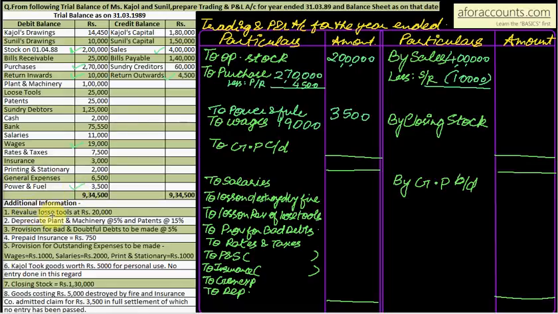Now revalue loose tools at 20,000. So mark it, loose tools have reduced by 5,000. Only 20,000 is to be shown in loose tools. So 5,000 will be loss on revaluation of loose tools. So let's do this adjustment. Revalue loose tools at 20,000. So 5,000, 25,000 minus 20,000. 5,000 has to be debited in P&L.